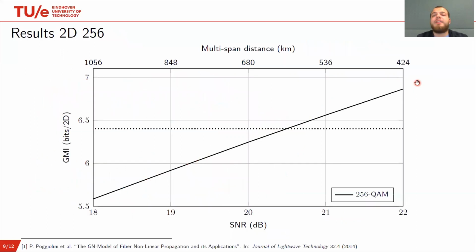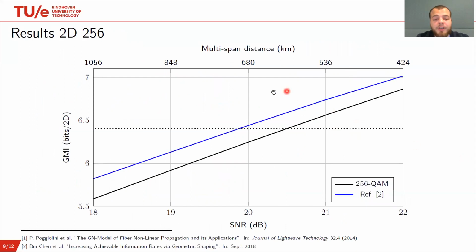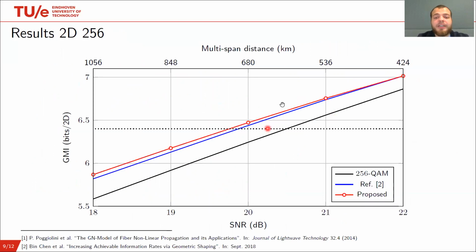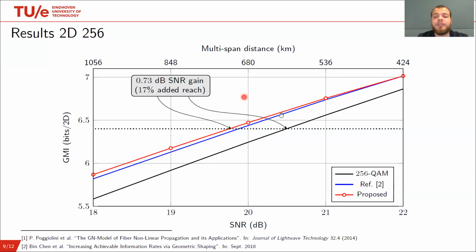First of all, we've decided to run the optimization for two-dimensional constellations of size 256. This black line over here is a Gray-labeled 256 QAM, the standard constellation. This blue line over here is a state-of-the-art constellation as proposed by Chen et al. This red line over here is the result of our optimization. As you can see, our optimization has a slight improvement when compared to the state-of-the-art methods, and significant improvement when compared to the regular QAM constellation, with about a 0.73 dB gain in SNR and a 17% added reach. The reach, by the way, is calculated using the GN model proposed by Poggiolini et al.